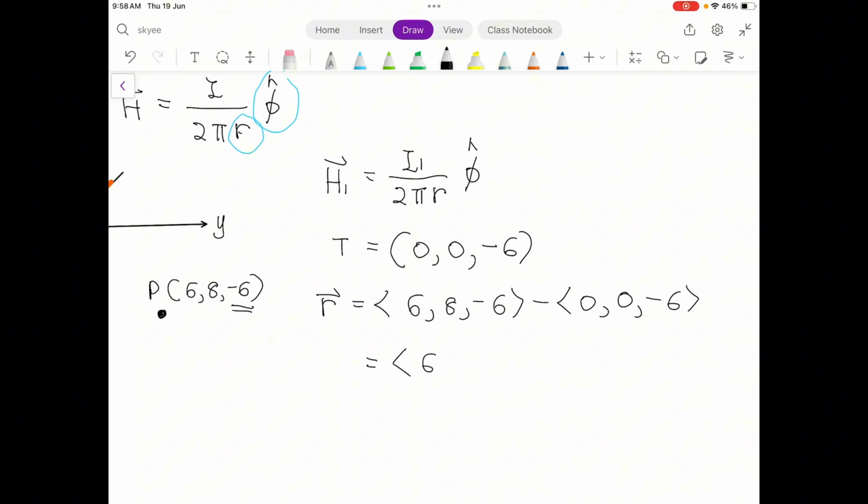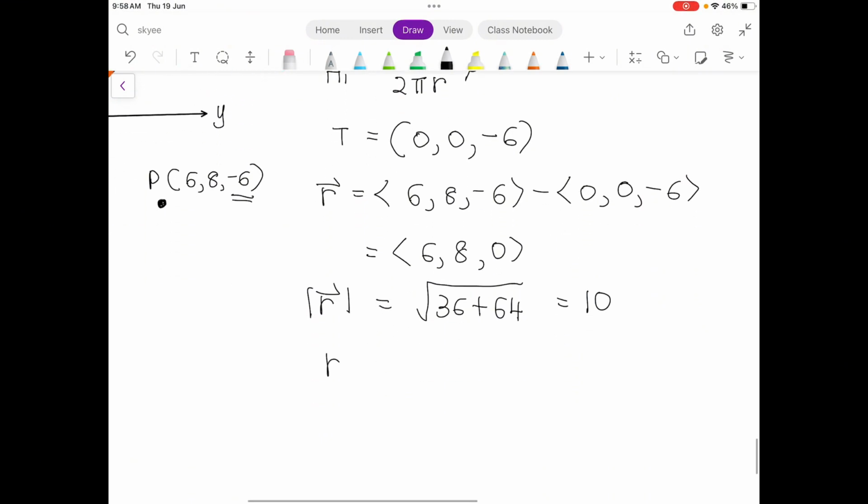Alright, so you have 6, 8, 0. And for the magnitude, for the distance, it is 36 plus 64 equals 100. When you take the square root, it becomes 10. So the unit vector r is equal to (6, 8, 0) divided by 10. Okay, so as usual, we complete this part.